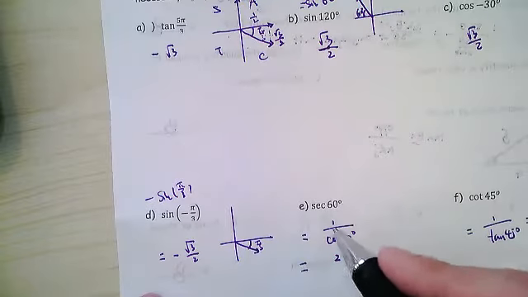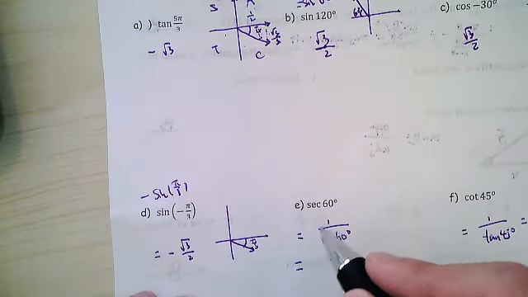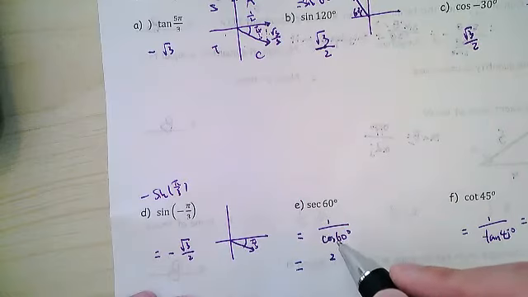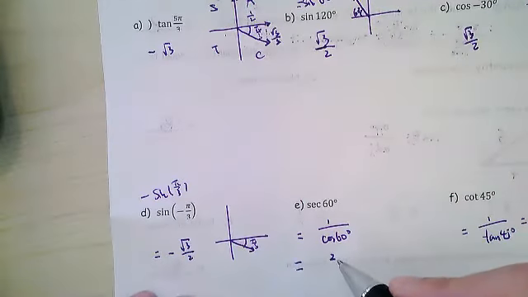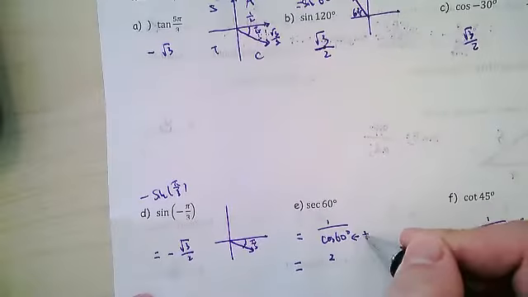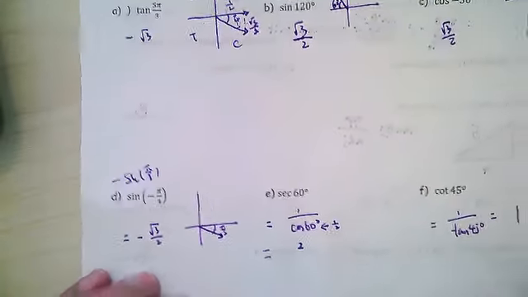Secant 60 degrees. What is the definition of secant? It is 1 over cosine. Cosine 60 degrees is 1 over 2. So 1 over 1 over 2 is just 2. Okay?